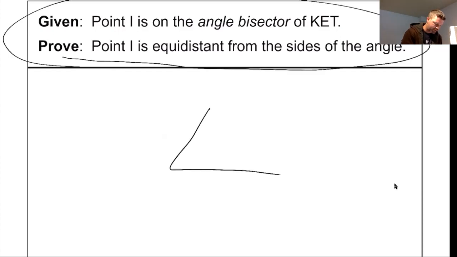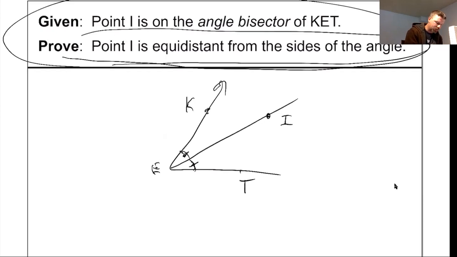If we have some angle, and we know that point I is on the angle bisector, let's put it way up there, then we know that point I is equidistant from the sides of the angle. We know that this distance down to that line and this distance to that line are going to be equal.